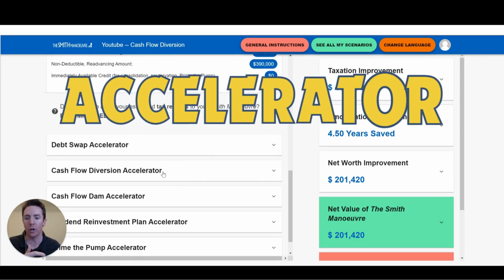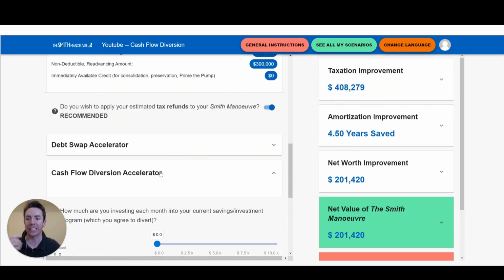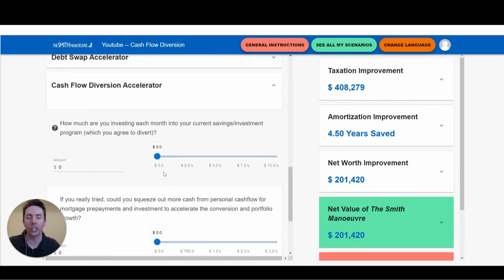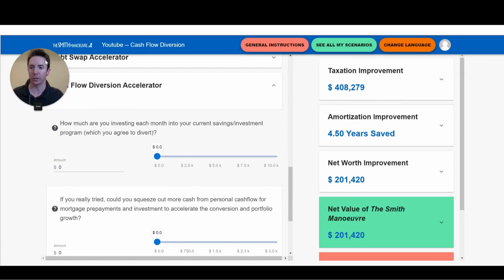Now, on to our accelerator for the day, our cash flow diversion. This is diverting cash flow that might be going somewhere else. Let me move this up here so we can get this out of the way so you can see what this is doing. Diverting cash flow that might be going somewhere else, to other investments or to somewhere else, and we're going to divert that through the Smith Manoeuvre into our mortgage as a prepayment first so that it re-advances onto our investment loan so we can pull that out and get it invested.